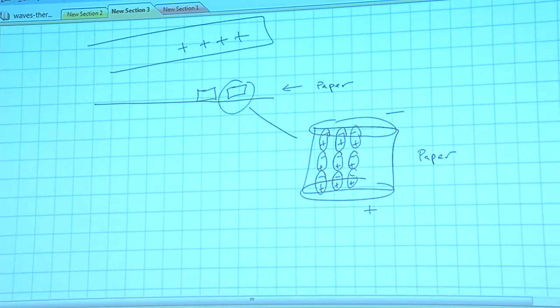So we get this effect where the top is negative and the bottom is positive, sort of. And closeness counts. The force really drops off with distance. Closeness counts, so we get an attractive force. So even in something that is not a conductor, even in something that's an insulator, we can get this effect.